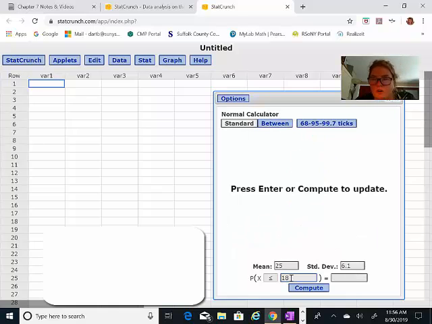Notice the curve goes away. Don't let that make you nervous. It's computing something, and so it doesn't want to show you the old picture. So it takes away the picture. Once you have 4 of these fields filled in, well, you always have to have the inequality field filled in. But once you have the mean, standard deviation, and then either the number inside probability or the number outside probability filled in, you can click compute.